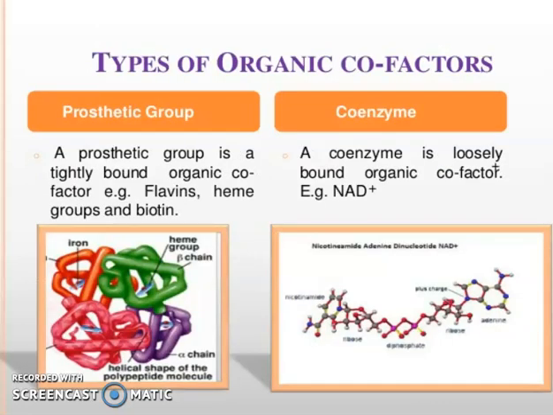So the types of organic cofactor are prosthetic group and coenzyme. What is a prosthetic group? A prosthetic group is a tightly bound organic cofactor. Examples: flavin, heme groups, and biotin. A coenzyme is a loosely bound organic cofactor. Example, NAD+.